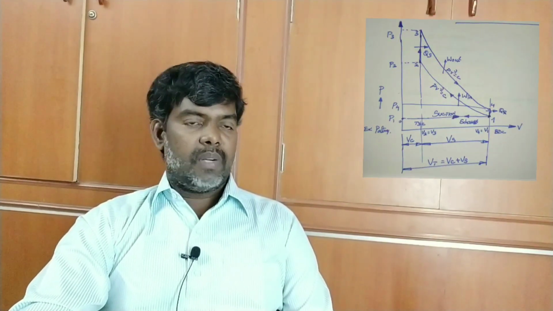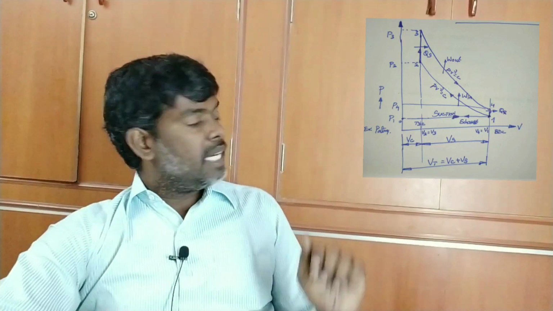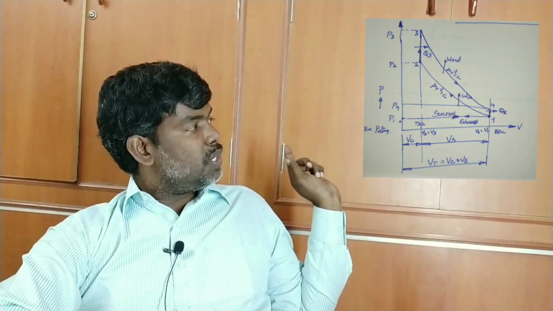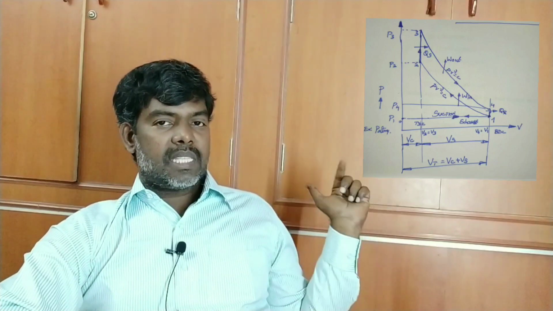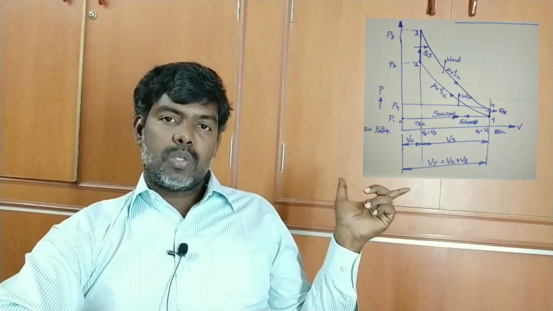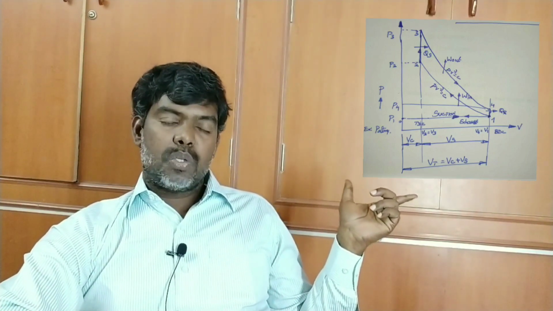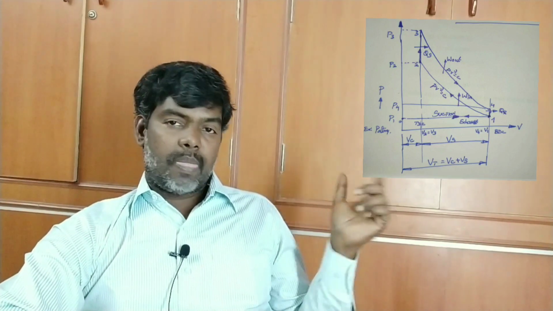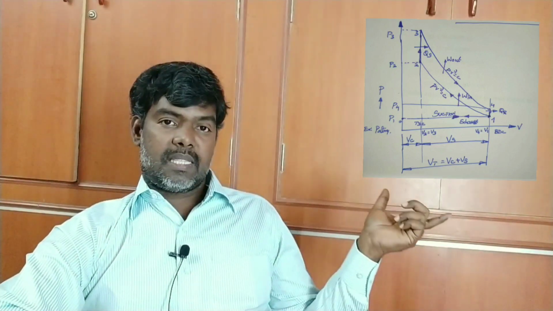When the piston moves from top dead center to bottom dead center, the volume increases from VC, the clearance volume, to V1. Therefore, the sum of clearance volume plus stroke volume is the total volume. In the PV diagram it indicates 0 to 1, where the total volume is VC plus VS.